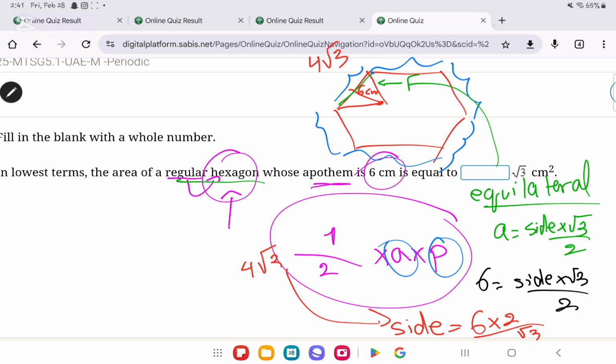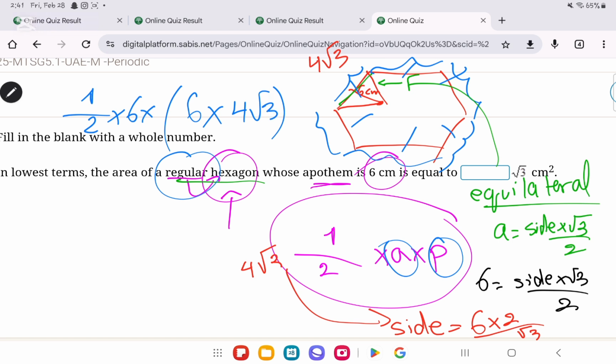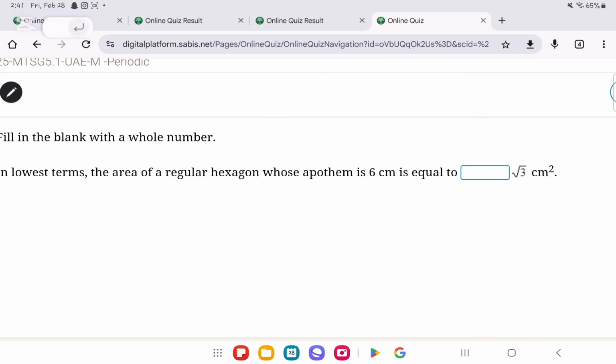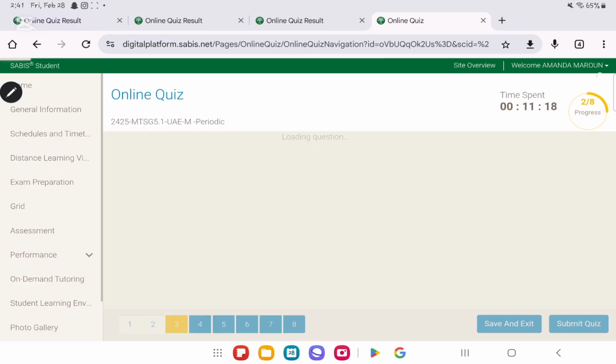So now, our equation will become 1/2 times the apothem, which is 6, times the perimeter. The perimeter is the addition of all sides, and since it's a regular hexagon, that means all sides are the same. And hexagon means 6 sides, so it's gonna be 6 times the value of one side, which is 4 radical 3. So on the calculator, if you put 1/2 times 6 times 6 times 4 radical 3, you are gonna get an answer which is 72 radical 3. And very simply, our answer is 72 radical 3.